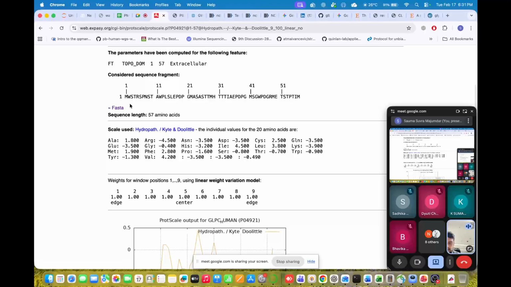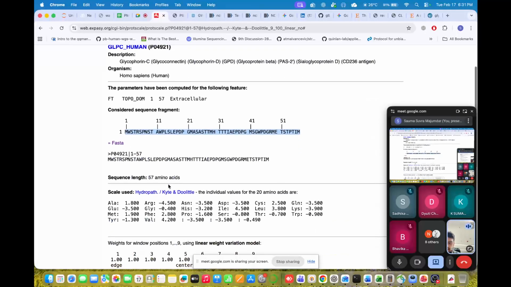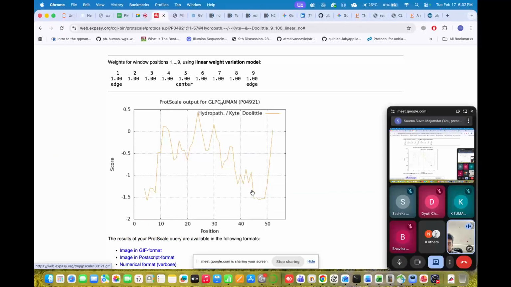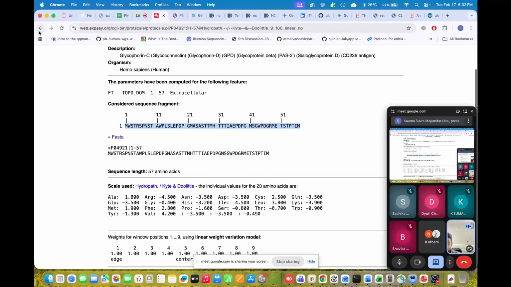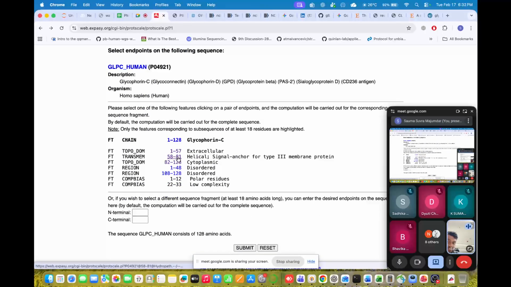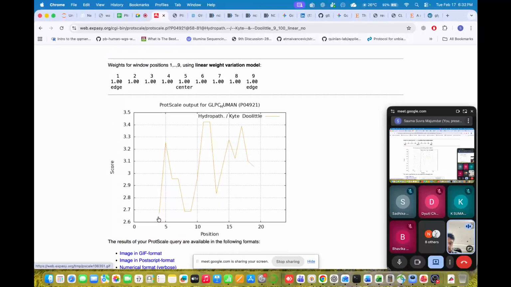If you go to the extracellular part, this is the whole sequence, and this is the fragmentation they're considering. If you just want the FASTA sequence, it is given like this. It's 57 amino acids, and this is the hydrophobic scale of Kyte-Doolittle they're using, and these are the scores. Now you see the scores are ranging from -2 to 0.5, so it's fine. But if you compare this against the helical region, the hydrophobic region, you see the values ranging from 2.6 to 3.5.